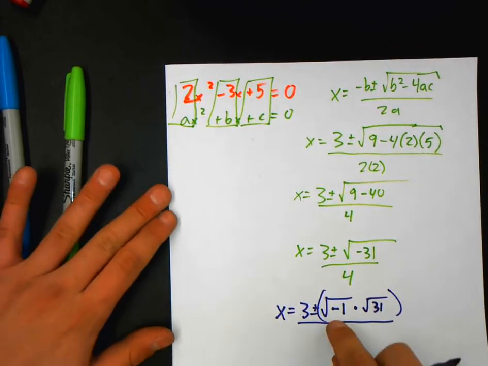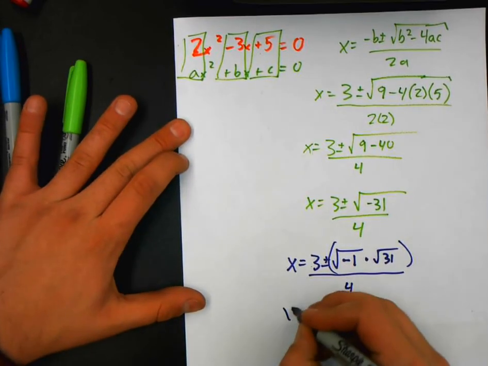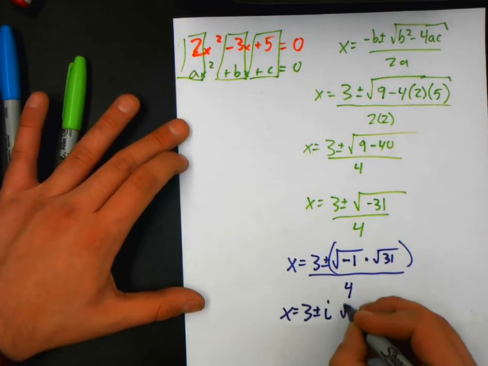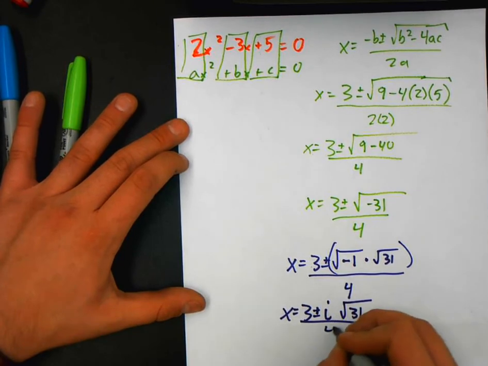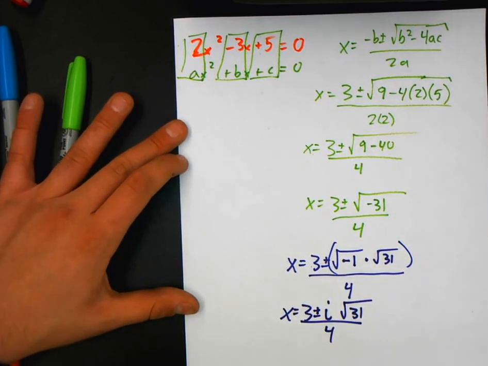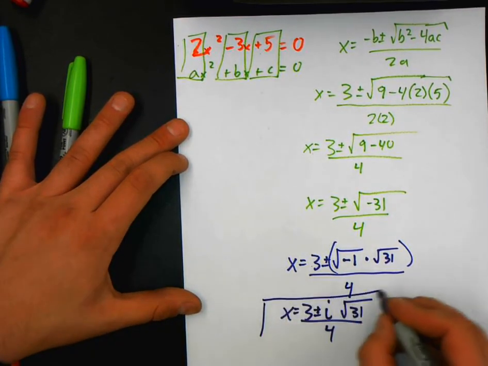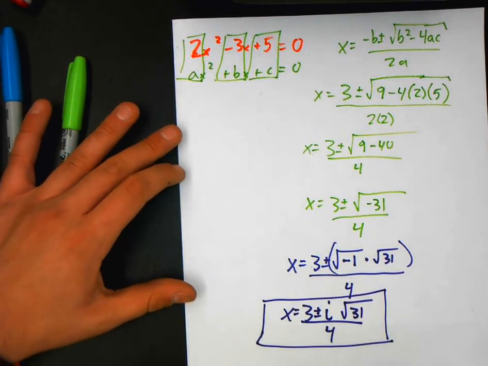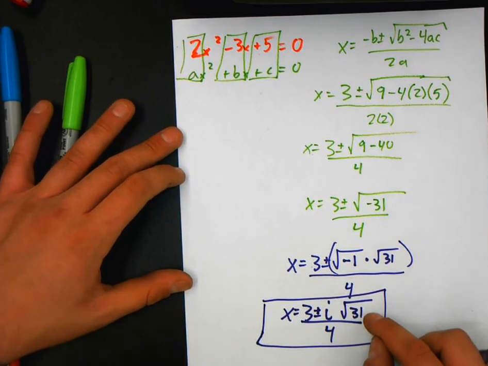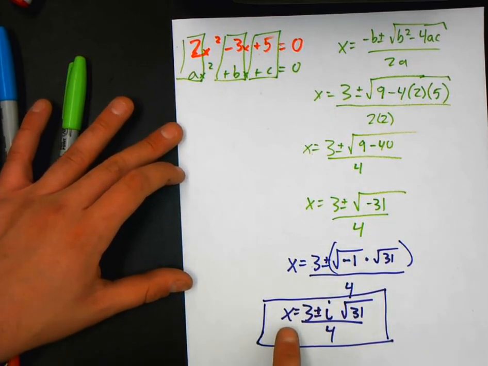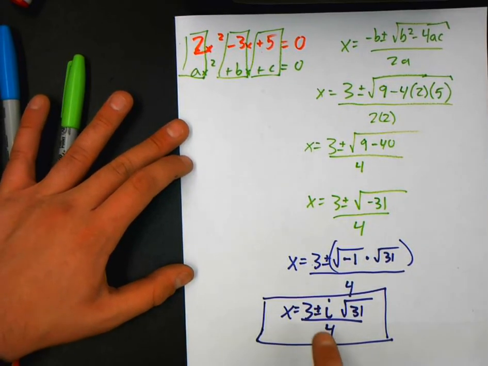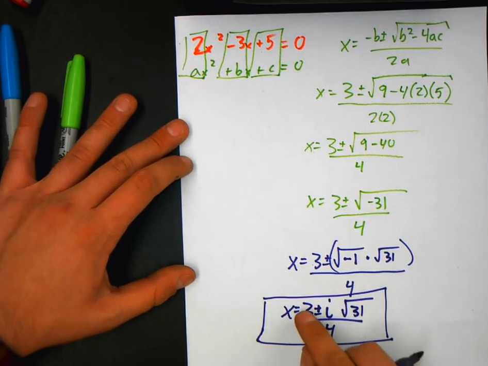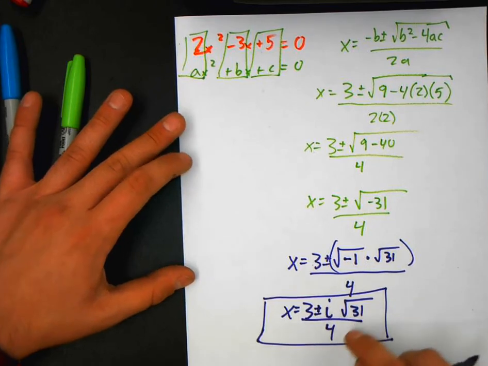The square root of negative 1 is equal to i, so that means that x is equal to 3 plus or minus i square root of 31 over 4. And this is your final answer. I'm okay with leaving it like this. You can take the square root of 31 and multiply them together, but right now you're telling me that you have 2 solutions. One of them is 3 plus i square root of 31 divided by 4, and the other one is 3 minus i square root of 31 divided by 4.